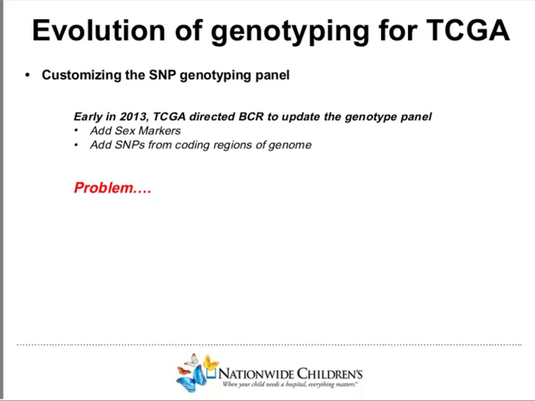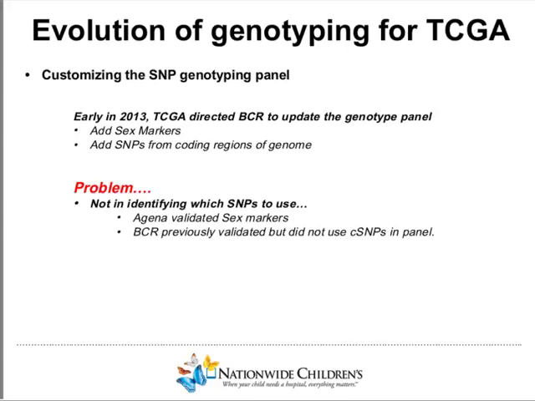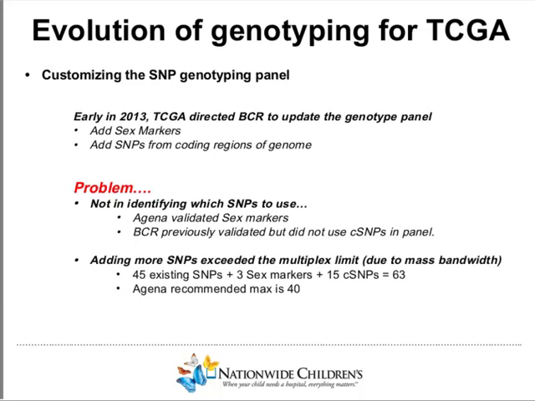So the problem with that was not identifying which SNPs to use for this addition, because Agena had already validated the sex markers, and the BCRs had previously validated the C-SNPs, but those ultimately didn't make it into the first version of the panel. So we knew which SNPs to add, but what we suspected we were going to have a problem with is that we were going to run out of room on our mass spectrum to add more SNPs in. So I mentioned we already had 45 SNPs in the panel. Now we were talking about adding 3 more sex markers, and the program office asked us to consider 15 C-SNPs. So that would have taken our total to 63. We knew through Agena that the recommended max was 40, and we were already exceeding that. So we had a problem that we weren't completely sure how to address.